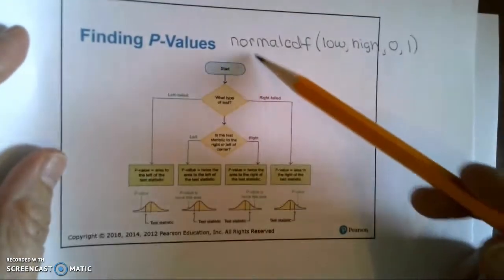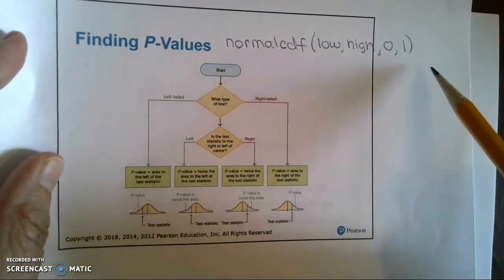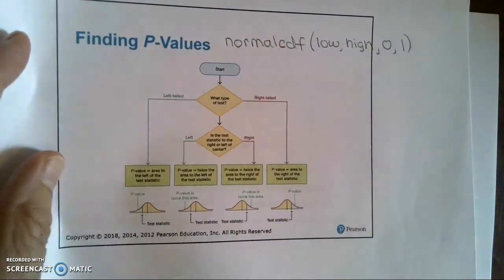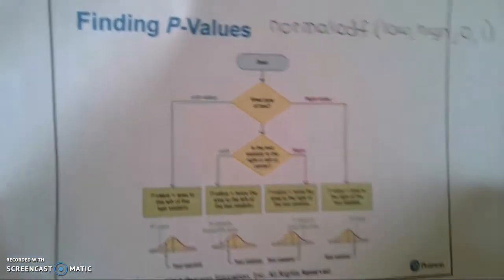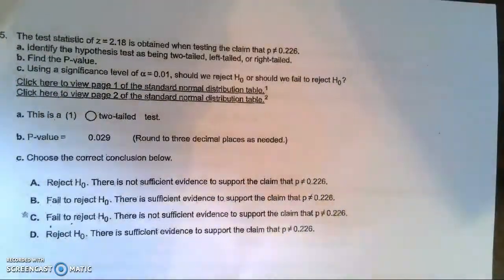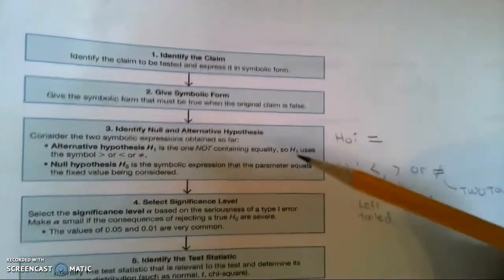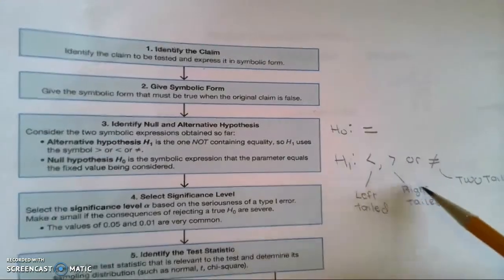For 8.1, we're going to use this chart. We're going to use normal CDF. And 8.2 and after that, you can use your calculator, and your calculator will actually spit out the p-value for you. Okay, so just to start off here, let's go through these first 3 steps so we can tell whether we have a left tail, right tail, or two-tail test.